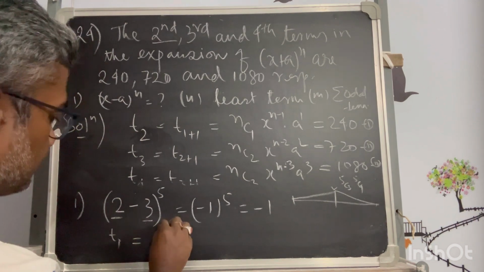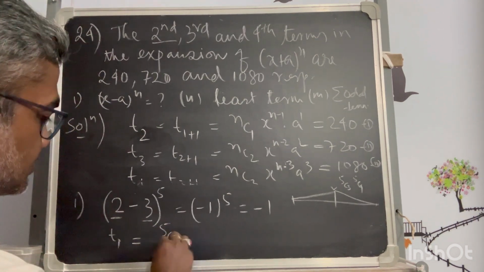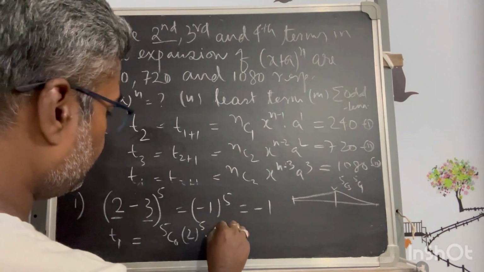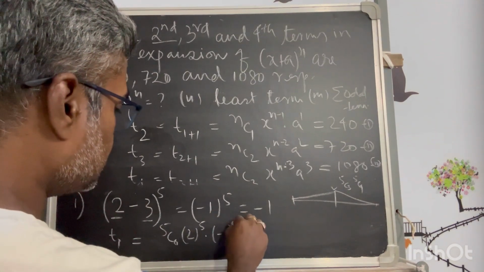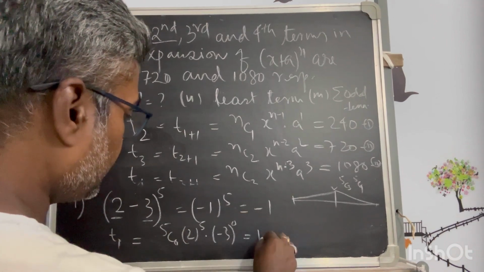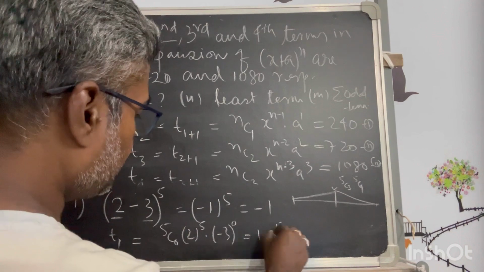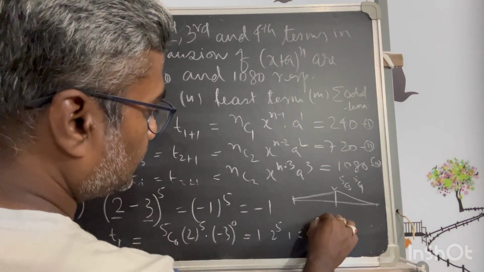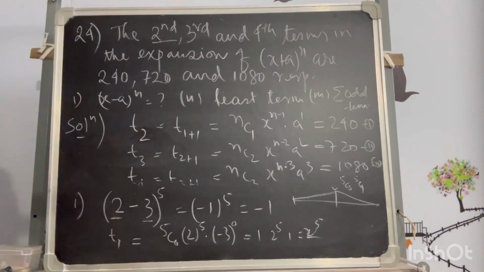So the least value will be 5c0, 2 to the power 5, and minus 3 to the power 0. This will be the least term. So the 5c0 is 1, 2 to the power 5 is equal to 2 to the power 5, and minus 3 to the power 0 is anyhow equal to 1. So 2 to the power 5 will be your least term.